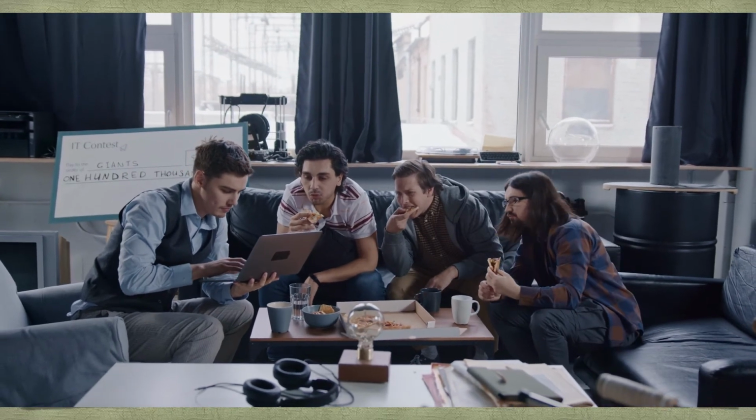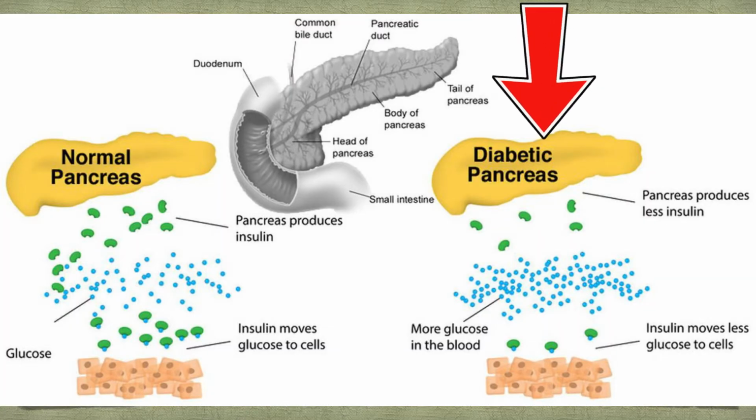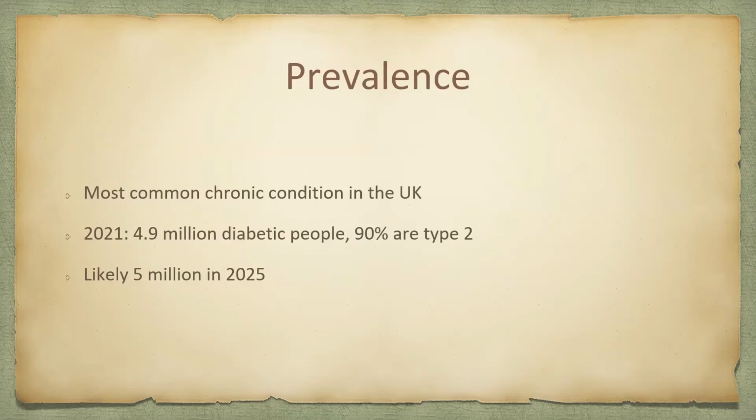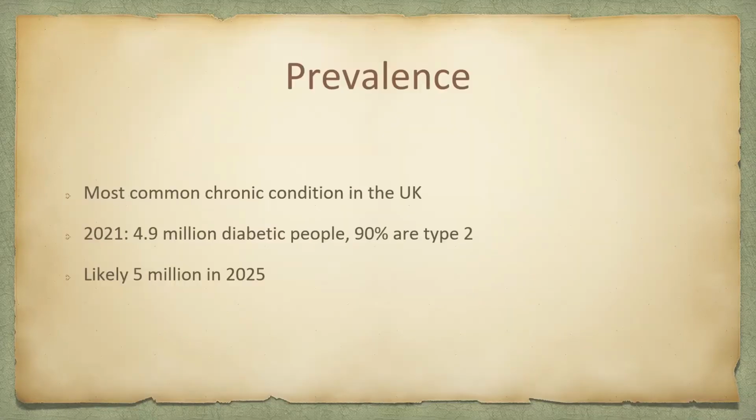So just a definition: type 2 diabetes is a persistent state of hyperglycemia due to a combination of factors, deficient insulin secretion, where the pancreas is unable to secrete enough insulin, and also an element of resistance or insensitivity to insulin action. It is the most common chronic condition in the UK, and currently in 2021 there are about 4.9 million diabetic people living in the UK, and 90% of them are type 2.